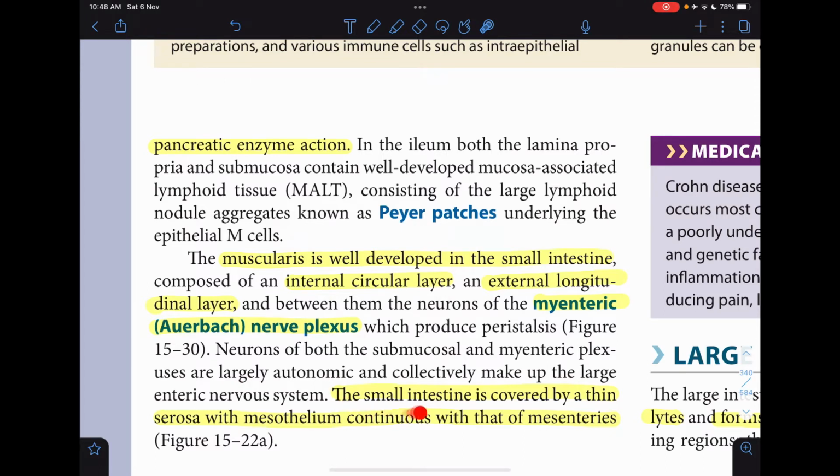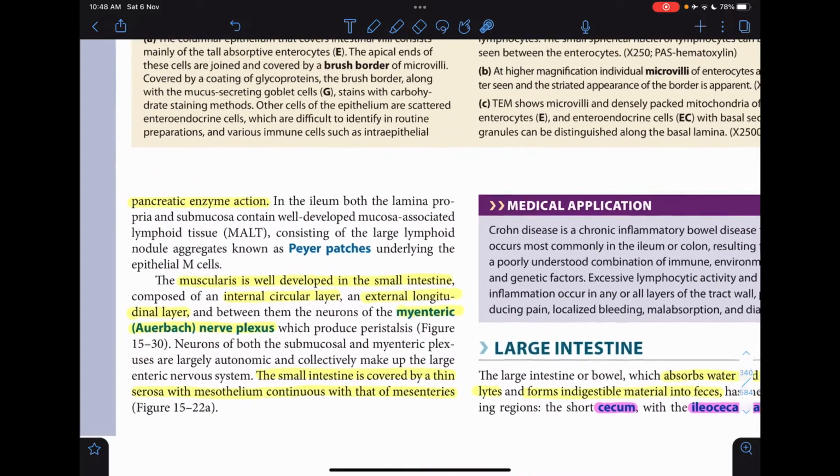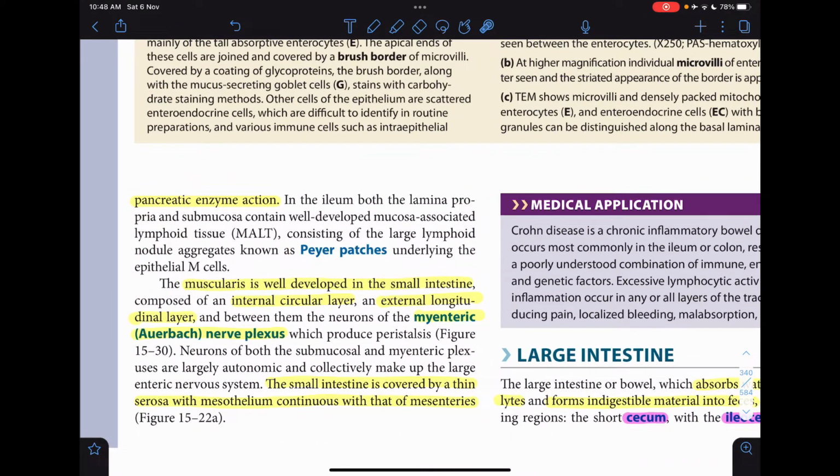The small intestine is covered by a thin serosa with the mesothelium continuous with that of the mesenteries. So the small intestine, we know that it's covered by serosa that has a mesothelium that's continuous with that of the mesenteries.